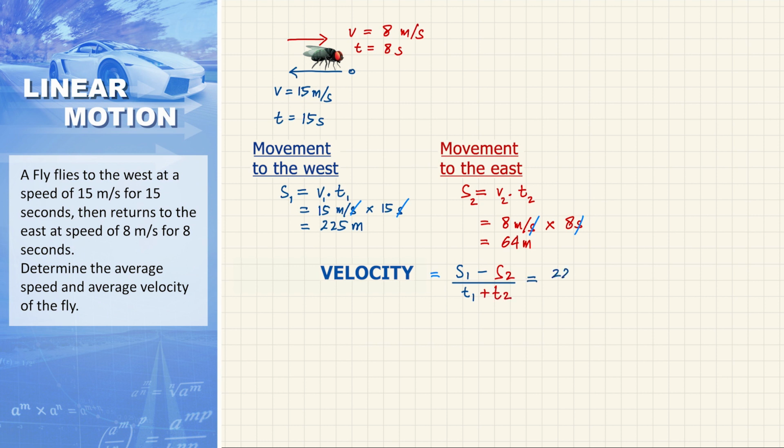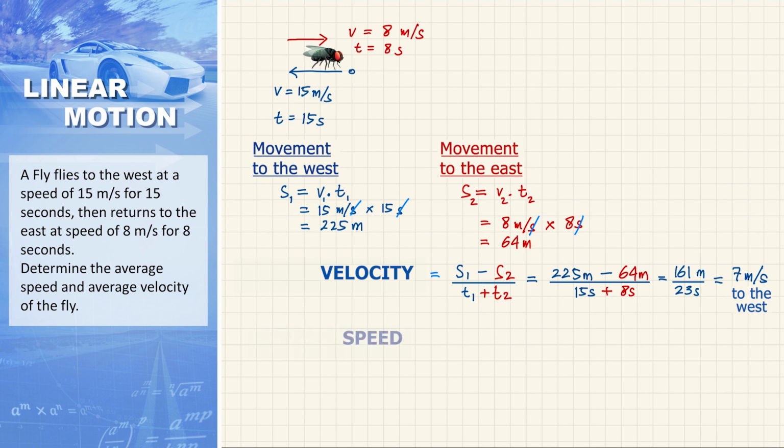Then it will be 225 meters minus 64 meters, divided by 15 seconds plus 8 seconds, or 161 meters divided by 23 seconds. It results in 7 meters per second in the westward direction.